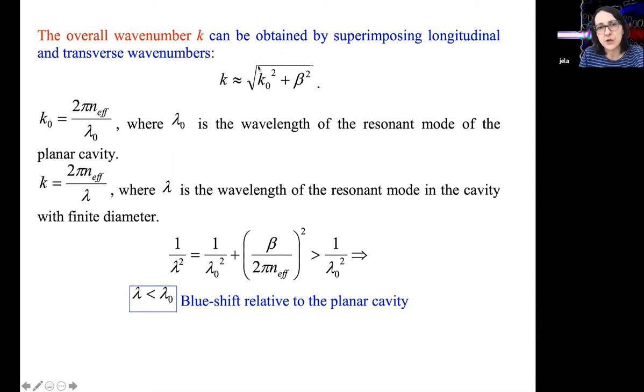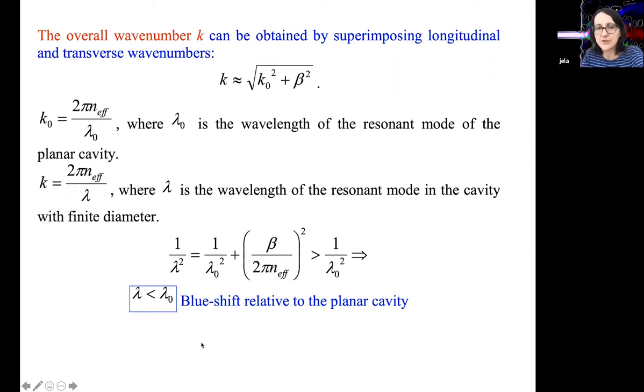And if that expression holds, then you can actually plug in K naught, which is just obtained from transfer matrix method. Basically, you designed wavelength in a planar cavity, which is lambda naught. You found the effective index of the system, and your K naught is 2 pi n effective divided by lambda naught. And then you found beta from the boundary conditions in the lateral direction. You add them up together, and that gives you K of the system, and K of the system can also be written as 2 pi n effective divided by lambda, the new lambda wavelength, which is corrected for the lateral confinement. So when you put all of these together, you can just write that 1 over lambda squared is 1 over lambda naught squared plus beta divided by 2 pi n effective squared.